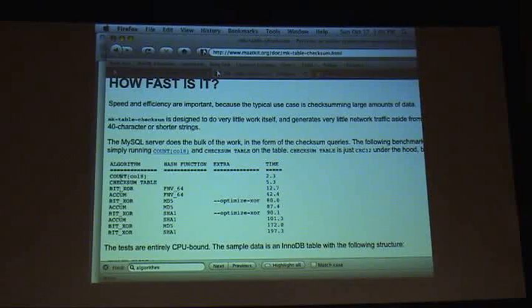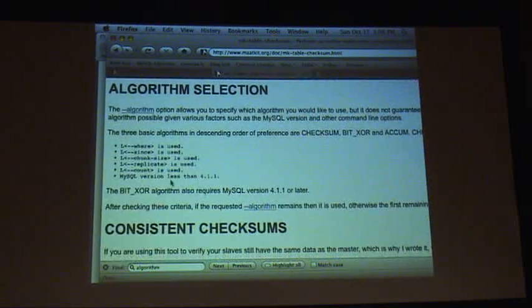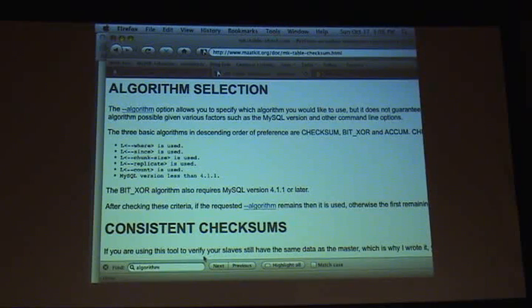So here are the different hash functions. MD5 should be good enough. What's the default? The default is BIT_XOR, I think. I don't remember. Scroll up, it'll say, under the --algorithm section. Here: the three basic algorithms are CHECKSUM, BIT_XOR, and ACCUM.